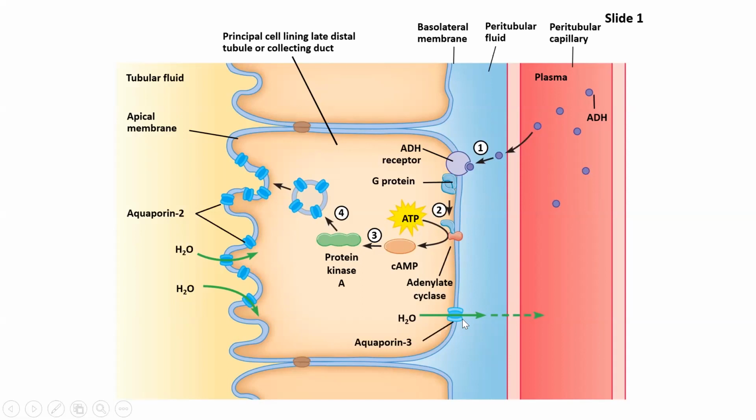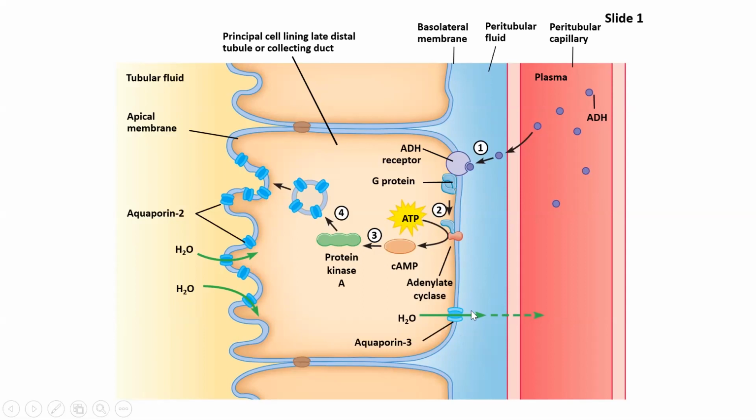One is aquaporin 3 that is always present on the basolateral membrane. And then aquaporin 2 is not always present. It's only going to be synthesized in response to ADH release. So ADH synthesizes the second messenger pathway that creates these aquaporin 2 channels. They're going to be transported to the membrane, inserted into the membrane, and that is how we can facilitate water movement from our tubular lumen into the cell.